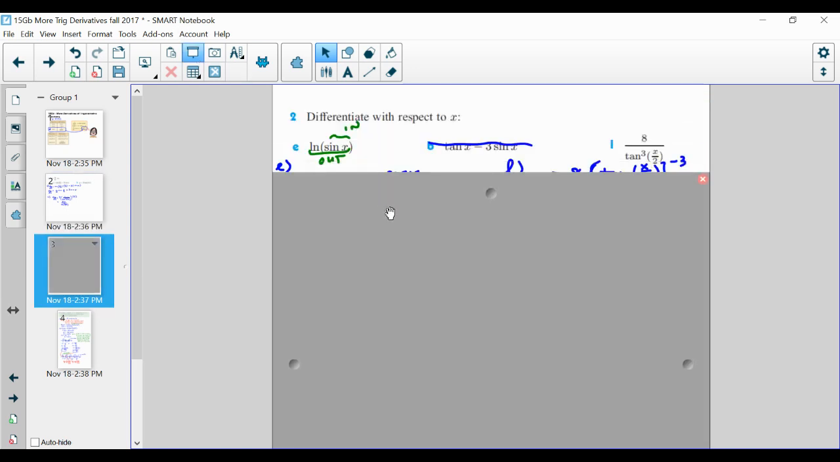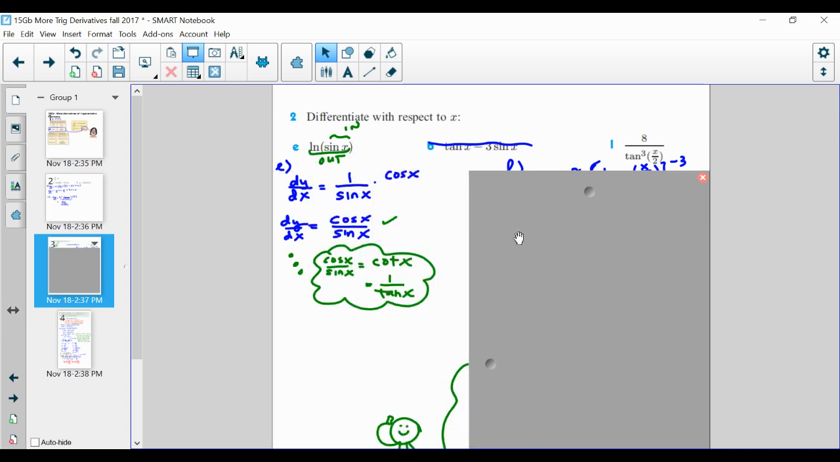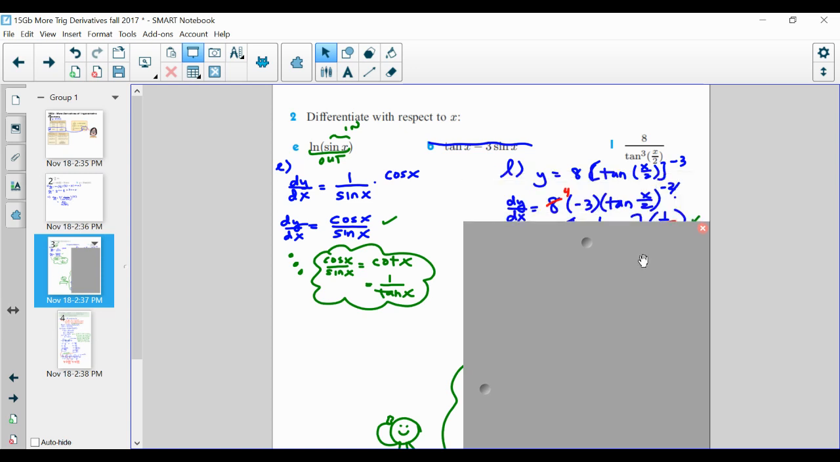For number 2, we have a couple of functions here to work with. Again, a combination of lns and sines. So just a little bit more complex. Remember that this is a chain rule question. I need to take the derivative of the outside function times the derivative of the inside function. So remember the derivative of ln is 1 over whatever you're taking ln of, and the derivative of the inside part is cosine x. So I get cosine x over sine x. That's also sometimes called cotangent x or 1 over tan x. So this, this, or this are all possible answers.